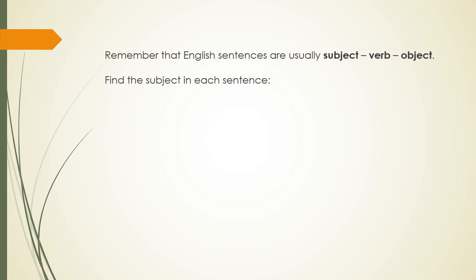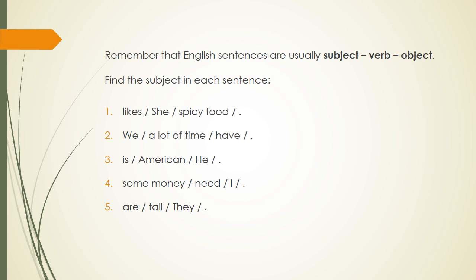So again, the most important thing to take away is that in English, it's subject, verb, object for most sentences. If you remember that, it should help you quite a bit when you're making sentences. Now what I would like you to do is put these sentences in the right order.